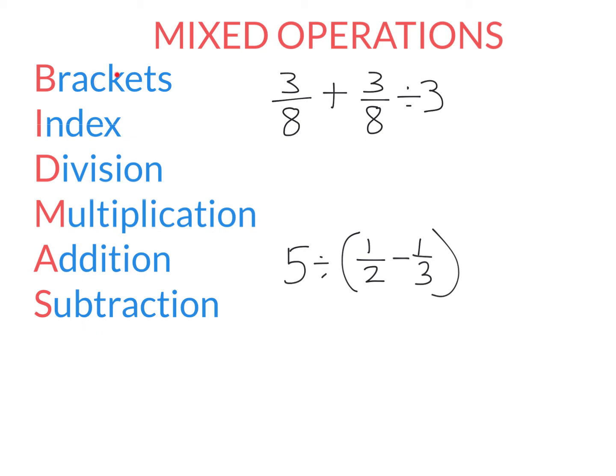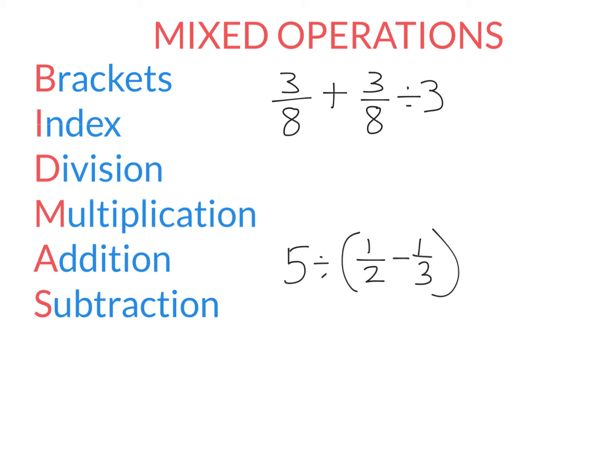The order of operations. Do anything in the brackets first, then index or powers. Division and multiplication are the same rank. You do whichever comes first, left to right. And then addition or subtraction last, whichever comes first, left to right. So if I want to calculate this here, I don't go 3/8 plus 3/8 and then divide by 3. I have to follow order of operations. Division comes before addition. So this is my working out.